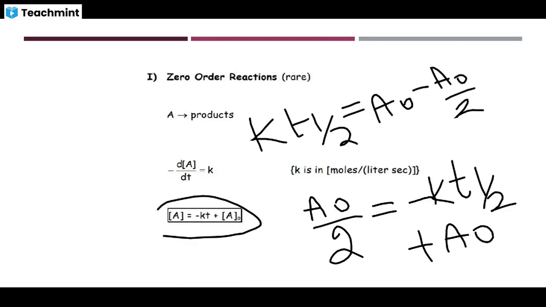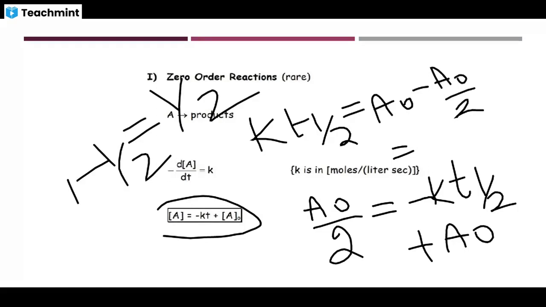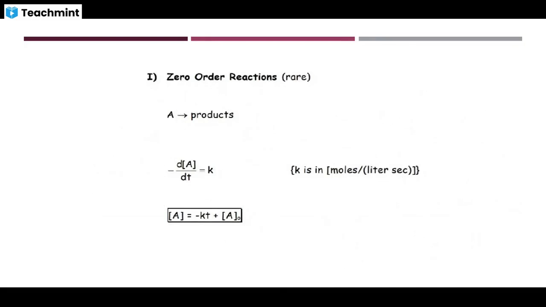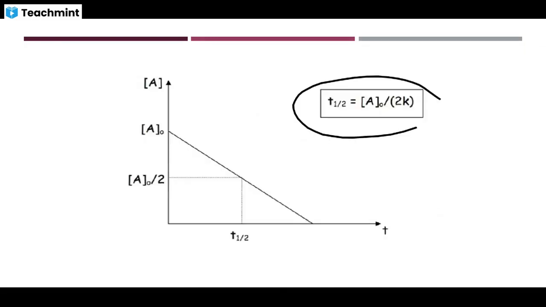A naught minus A naught by 2, so 1 minus half equal to half. Okay, like that. A naught minus A naught by 2 equal to 1 minus 1 half equal to half, like that. Or A naught minus A naught by 2 is equal to half. A naught by 2. We need t half equal to, so the K becomes below, 2K. Okay, A naught divided by 2K. So here A naught divided by 2K. This is how you calculate t half.